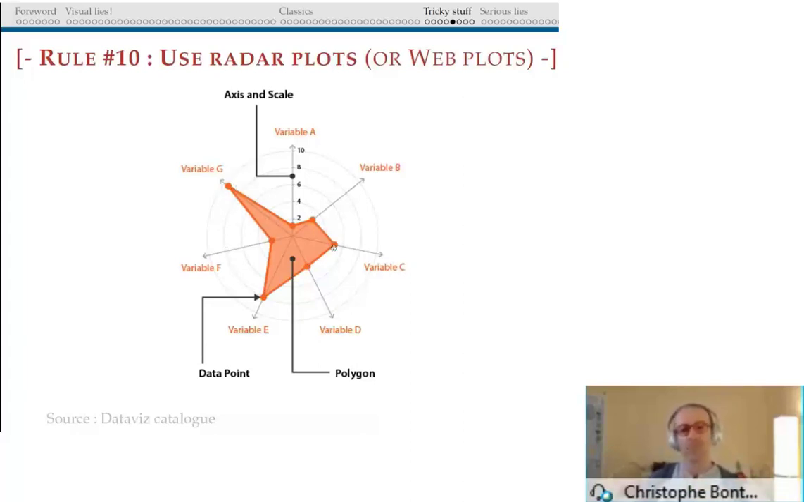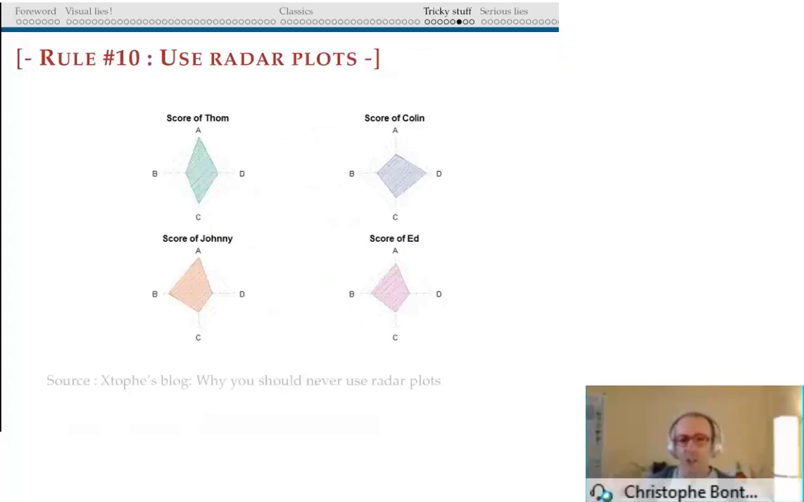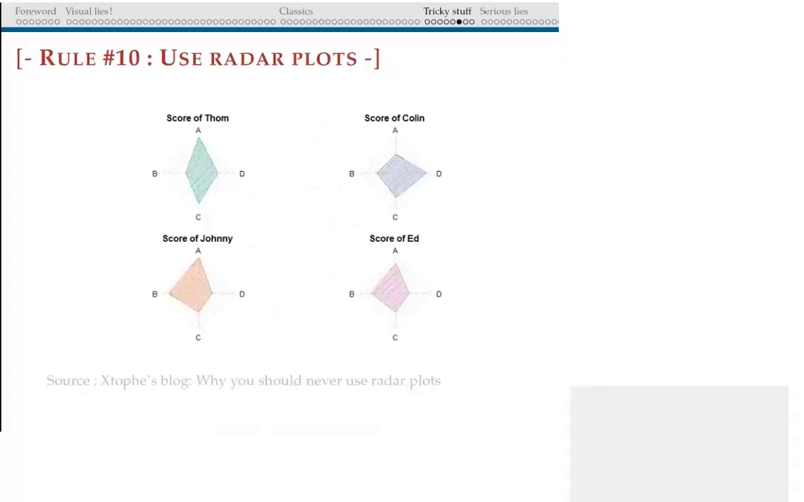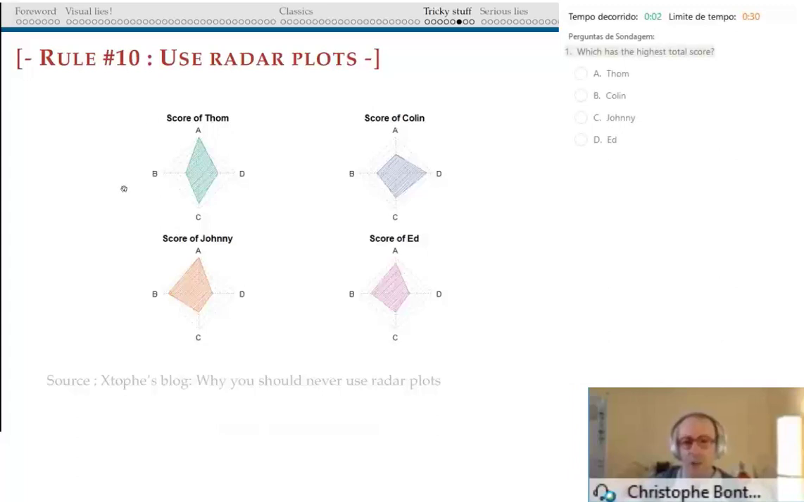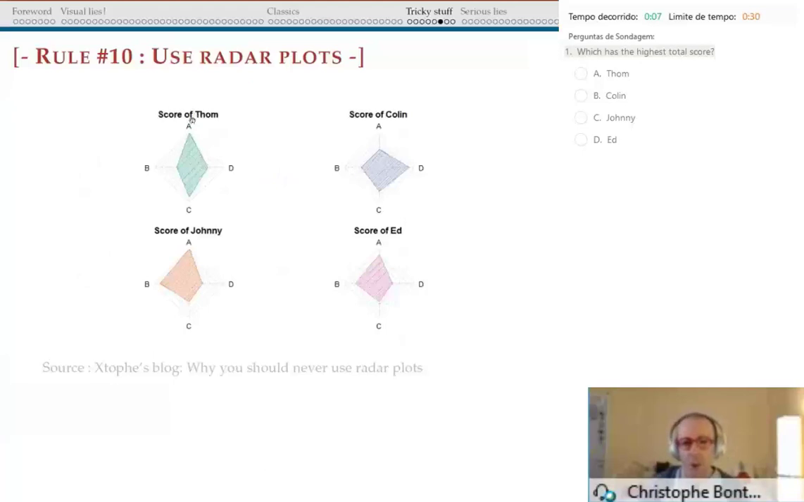And so you can visualize many variables at the same time. This is really convenient. Now the question for you, and this is a poll, number 15. Here are the representation of the 4 music players and in acoustic guitar, drums, clavier, and bass. And so you have the number for all these musicians, and which one has the highest total score, in your opinion? So is it Tom, Colin, Johnny, or Ed?